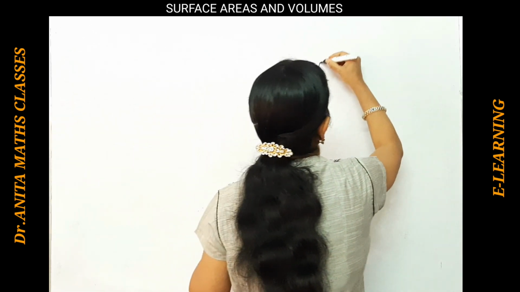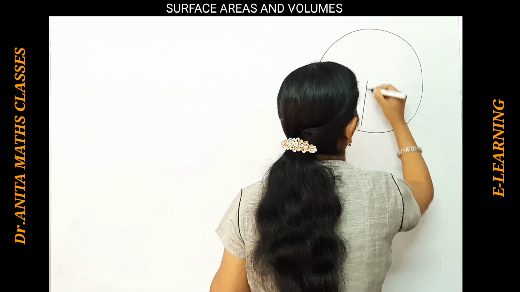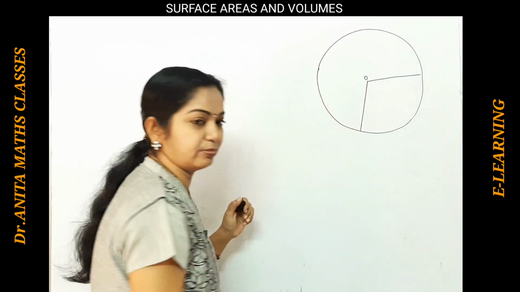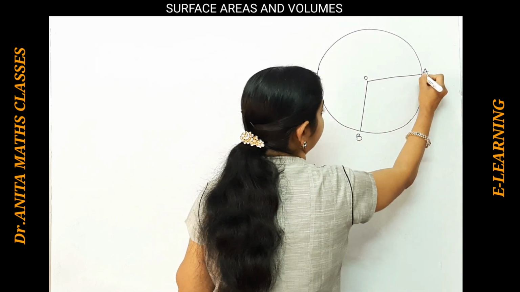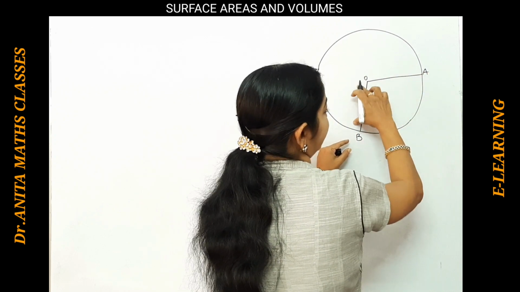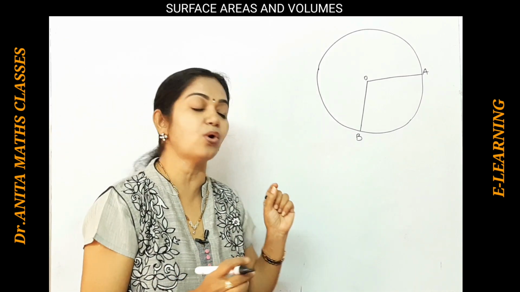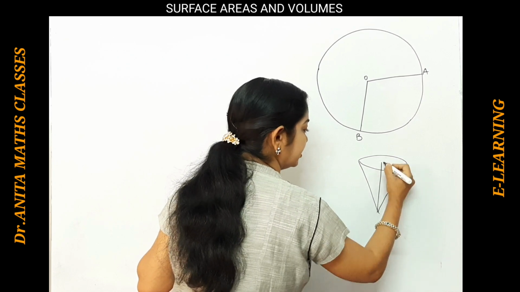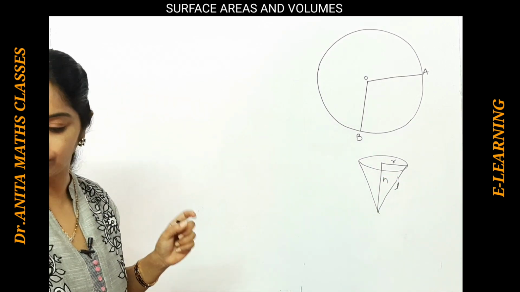if I cut some part of the circle like this, a major sector is formed and a minor sector is formed. Suppose OA and OB are the radii of the circle and this part is cut. When the bounding radii, OA and OB, are joined together, we get a cone, right? I have shown this in my previous concept video lesson also. I will show you using one paper.